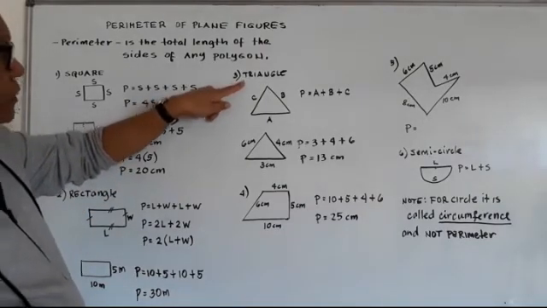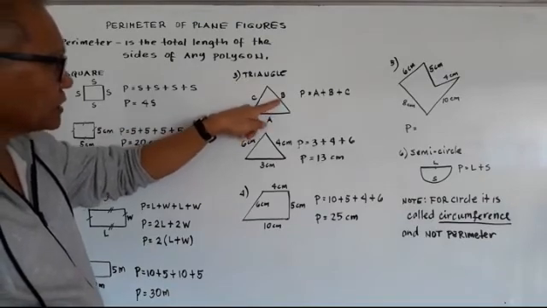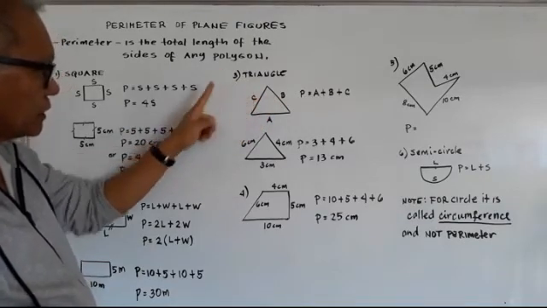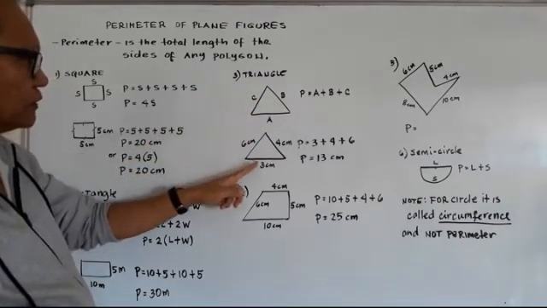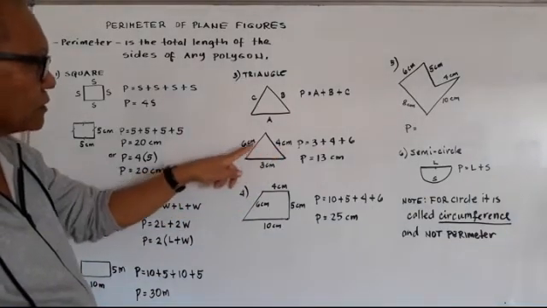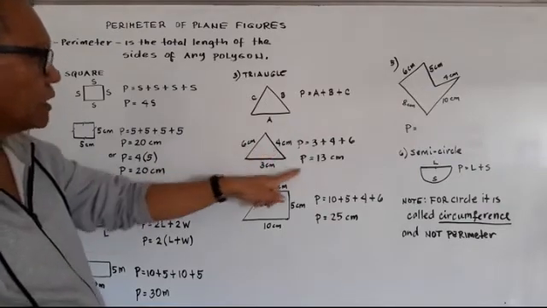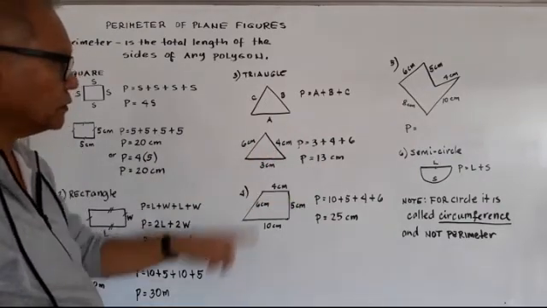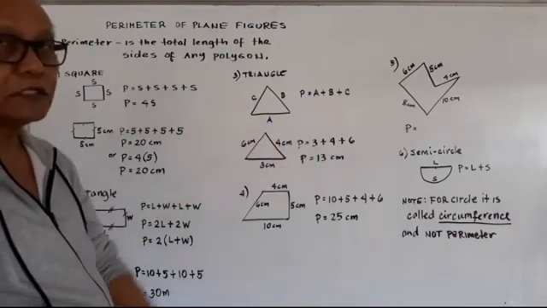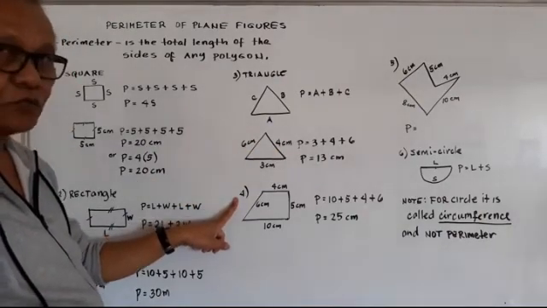For triangle, because triangle has 3 sides, we add this side plus that side plus this side. So if you have an example of 3, this side is 3 centimeters, this one is 4 centimeters, this one is 6 centimeters. We add this 3, 4, 6 gives us 13 units, centimeters.